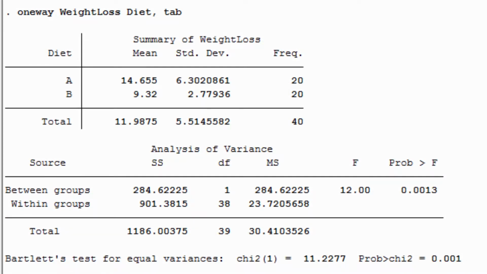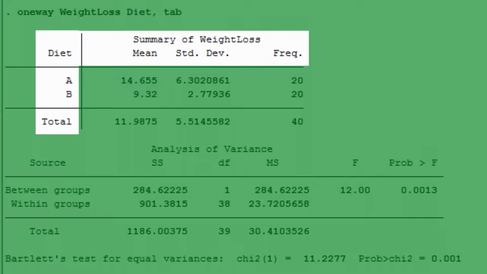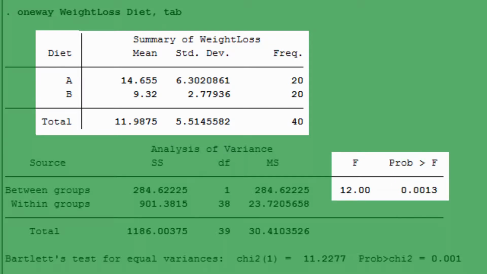The resulting output for this analysis is shown here. As you can see, we're testing the association between diet A and B and weight loss. There are 40 observations in the data set. The F value is 12, and it's associated with a significant p-value, that is, a p-value less than 0.05. While this tells us that there is a significant association between diet type and weight loss, to understand that association, we need to look at the output generated by the tabulate optional argument.